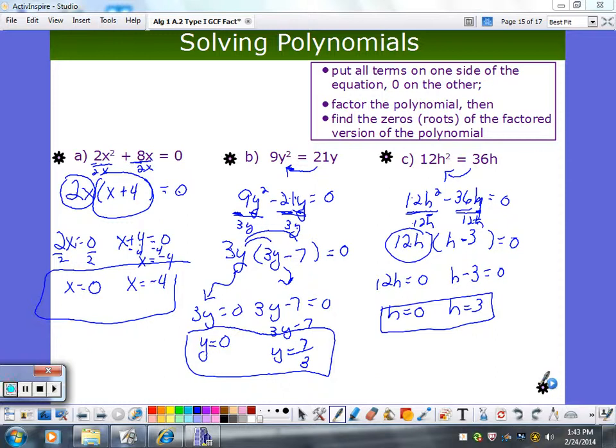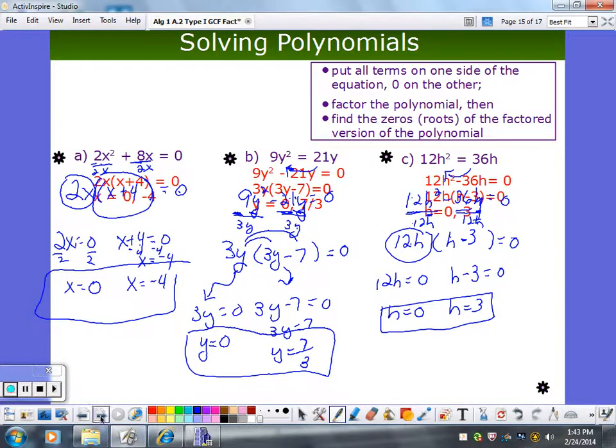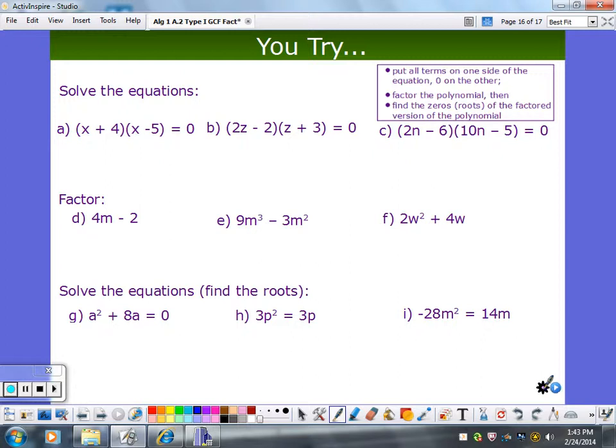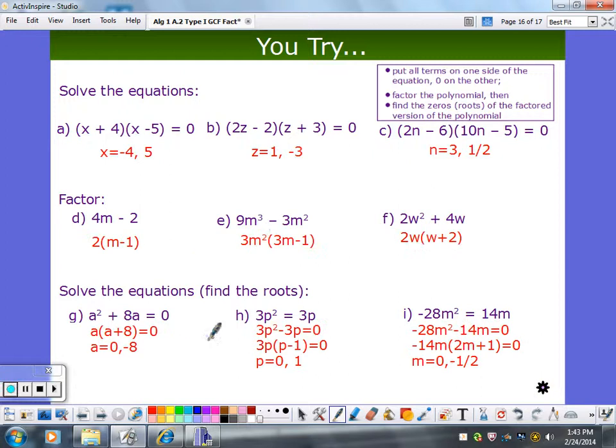I'm just going to display the answers. Here we go. I'll display the answers on this one, so you can check. How else do you check? Plug in the negative 4. You're going to get 0. Plug in the 5. You're going to get 0. That's how you check. How do you check these? Multiply that. This one. And plug them back in and see if it works.